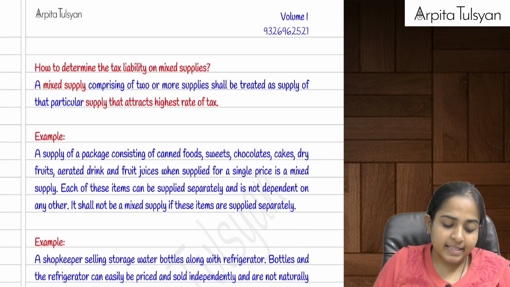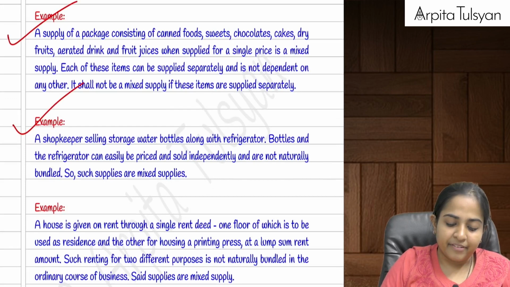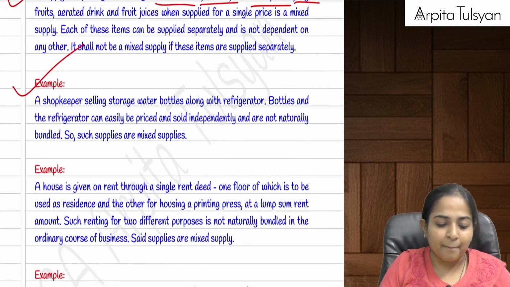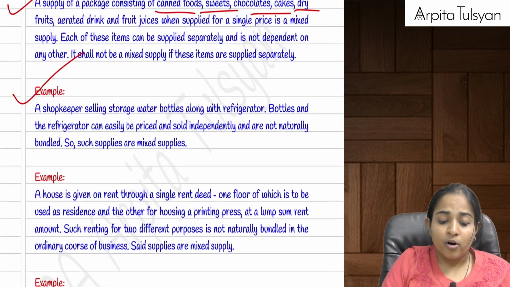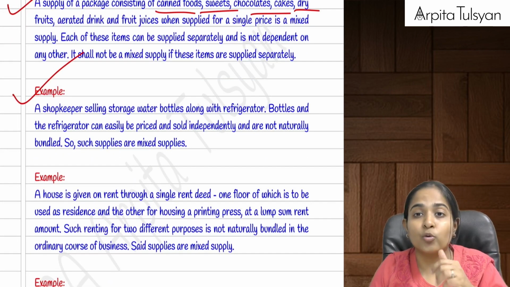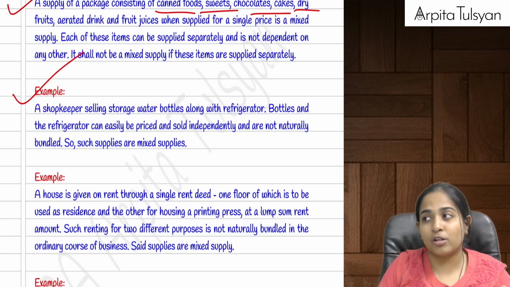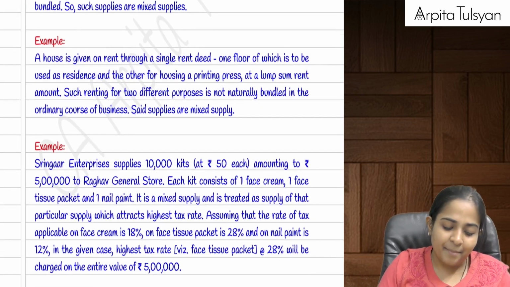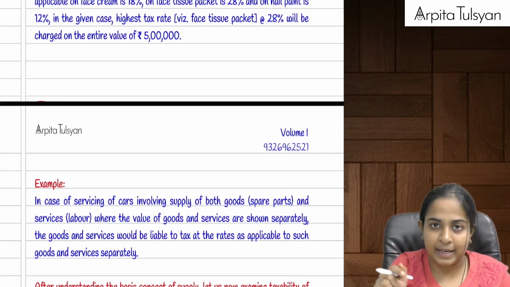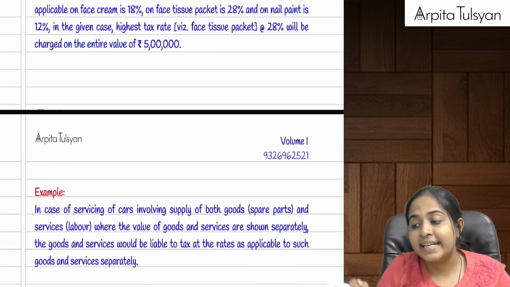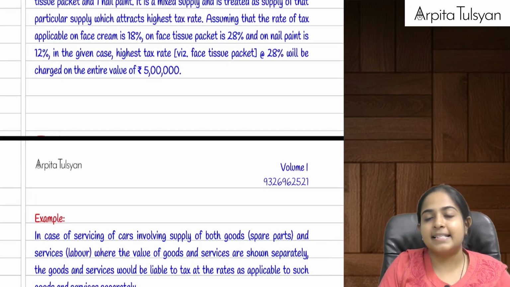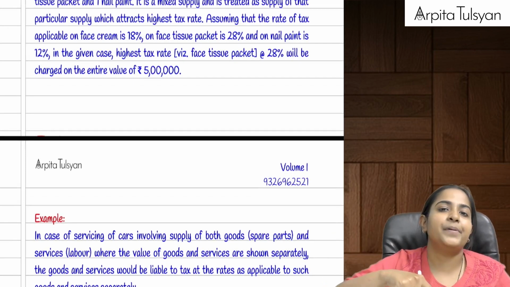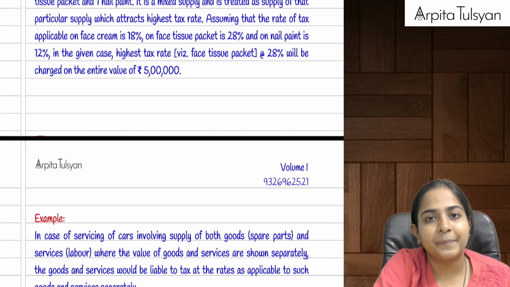Now, we have many examples given up here. See, canned food, sweets, chocolates, cakes, etc. have been combined together and then we are selling them. Water bottles sold along with a refrigerator: you have artificially bundled it together, so it is a mixed supply. Therefore, the highest rate will be applicable. In case of mixed supply, just remember, the highest rate will be applicable, whereas in case of composite supply, the rate of GST as applicable on the principal supply will be applicable.